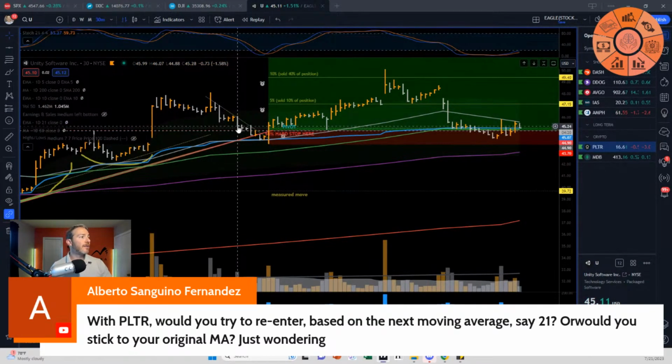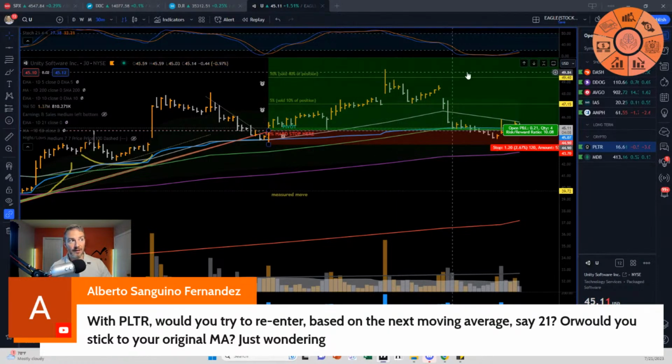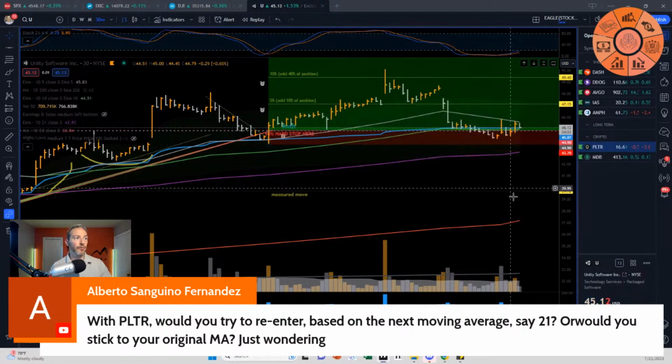Very similar strategy, right? You could see how price was consolidating. This time it came right down to close to the 10 and then broke out over here, ran 10%, gave me a couple of scale outs, and then I got out of the rest close to break even.